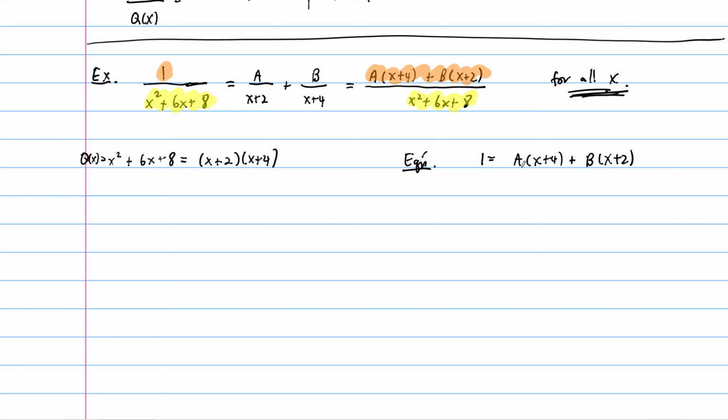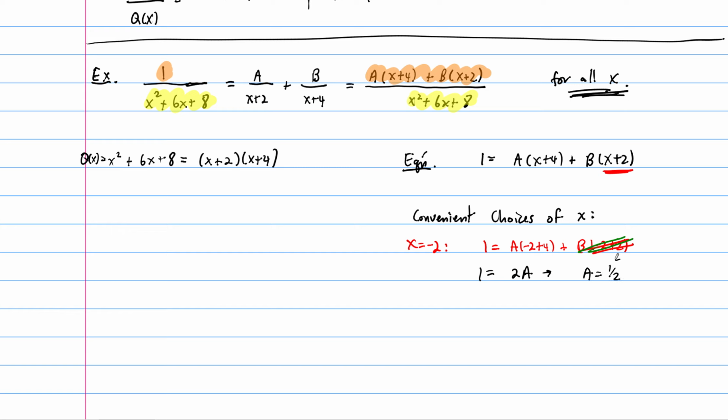One method for solving for a and b is to make what we call convenient choices of x. We want to choose a value of x that makes one of these terms go away. Let's start with this one. We want to get rid of this term, so let's choose x equal to -2. Then we plug in -2 everywhere in this equation. On the left, there's no x, so it's just 1. On the right, we get a times -2 plus 4 plus b times -2 plus 2. The whole idea is that this one's no longer contributing. It's gone. And then our equation says that 1 is equal to 2a, so a is equal to 1/2. Now we've got a.